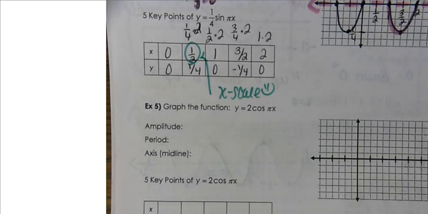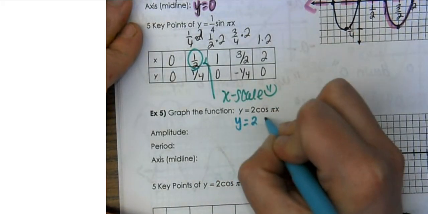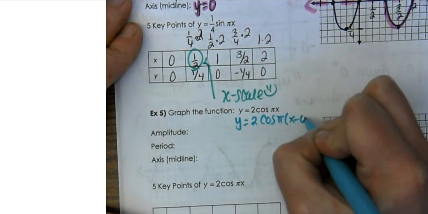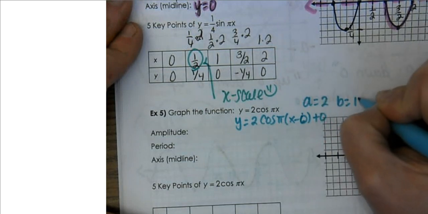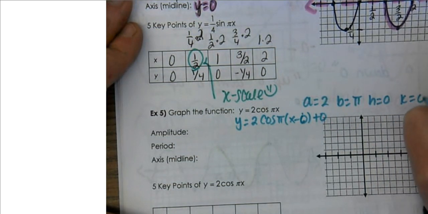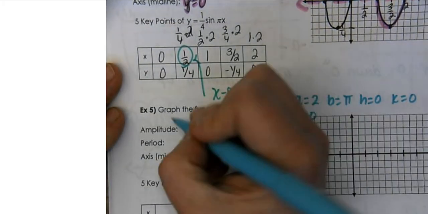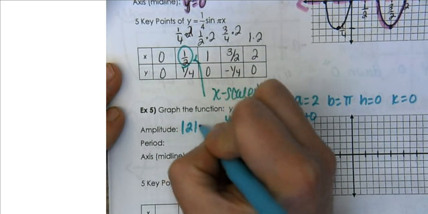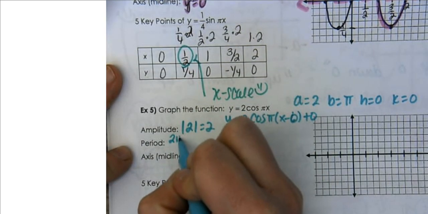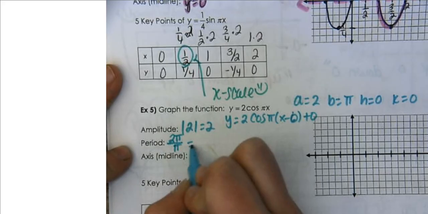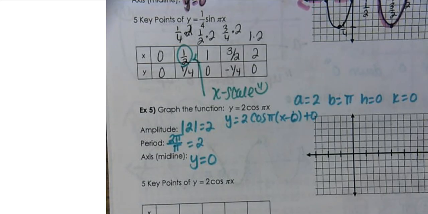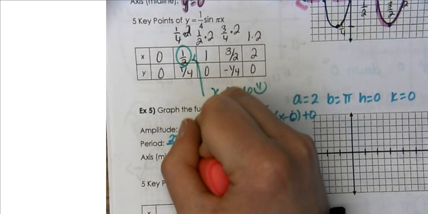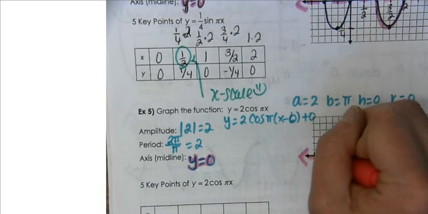Okay, let's go ahead and take a look at this one. So I'm going to rewrite this as y is equal to 2 times the cosine of pi times x minus 0 plus 0, which means that my a value is 2, my b value is pi, my h value is 0, my k value is 0. So these are all of my values. The amplitude is the absolute value of 2, which is 2. My period is 2 pi divided by our b value, which is pi, so therefore we have 2. Our midline is at y equals 0, so I'm going to go ahead and graph that. There we go. It's always a horizontal dashed line.